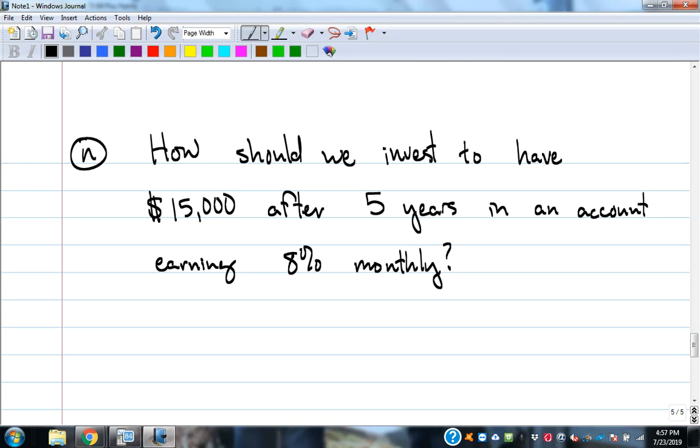Interest rates are pretty low right now. 8% would be phenomenal. All right, so we don't know how much we're going to have to put in the bank here, but we're hoping that we've got some money set aside that we can just put in this account and let it ride for 5 years. That's the idea with this.